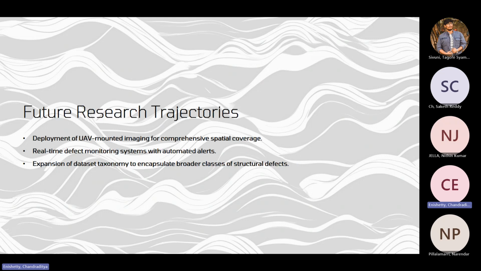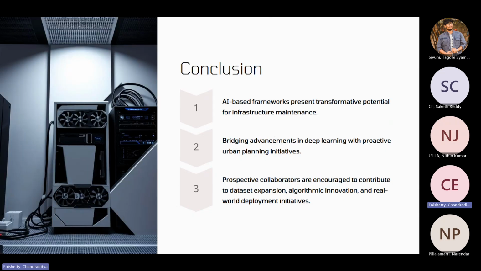For future research, we can deploy UAV-mounted imaging systems for wider defect detection, develop real-time monitoring systems with automated alerts, and expand the dataset taxonomy for more comprehensive defect coverage. And in conclusion, AI frameworks present a transformative approach to infrastructure maintenance, improving safety and efficiency. Thank you.